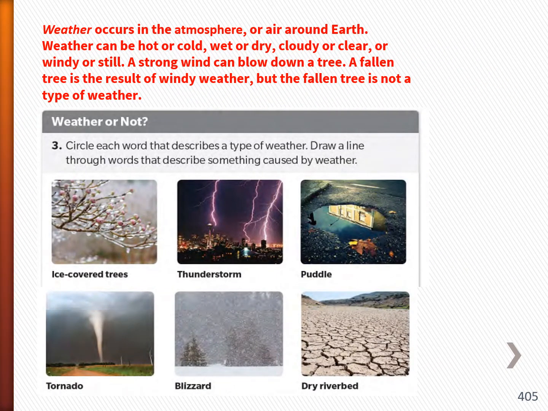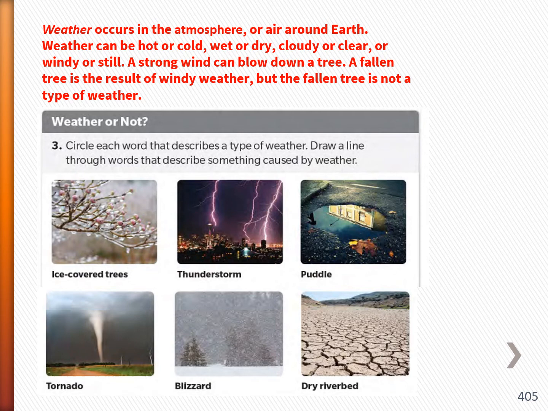Now open your books on page 405. Weather occurs in the atmosphere or air around Earth. Weather can be hot or cold, wet or dry, cloudy or clear, or windy or still. A strong wind can blow down a tree. A fallen tree is the result of windy weather. But the fallen tree is not a type of weather. Look at exercise number 3. Circle each word that describes a type of weather. Draw a line through words that describe something caused by weather.